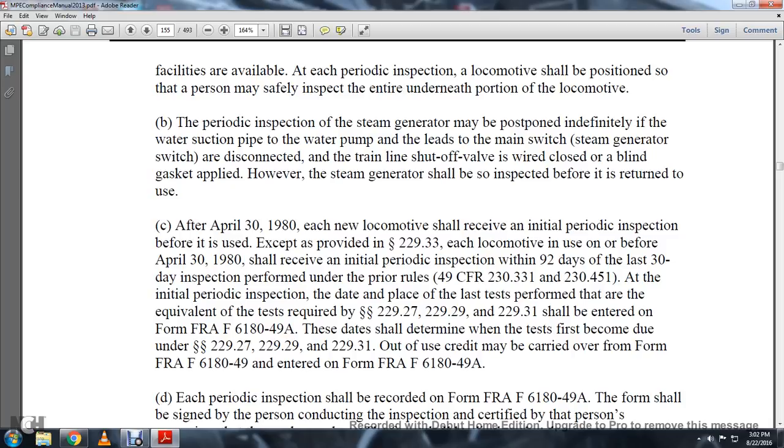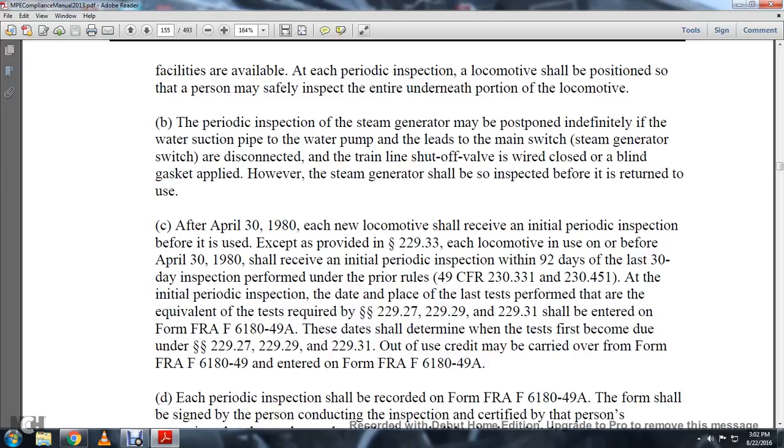After April 30th, 1980, each new locomotive shall receive an initial periodic inspection before it is used, except as provided in Section 229.33. Each locomotive in use before April 30th, 1980, shall receive an initial periodic inspection within 92 days of the last 30-day inspection performed under the prior rules of Title 49 CFR 233.31 and 234.51.